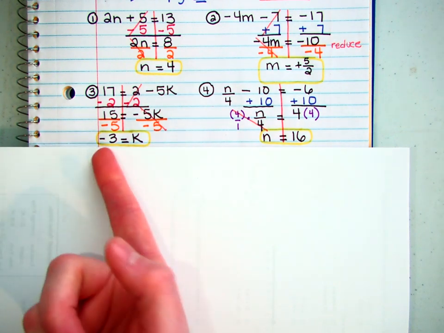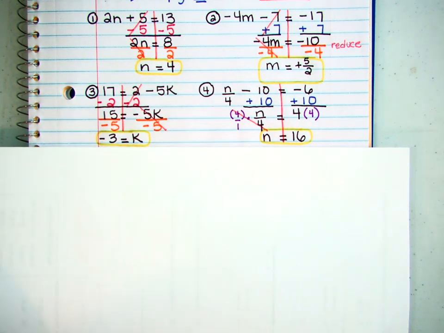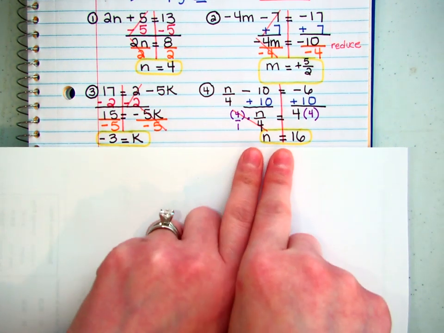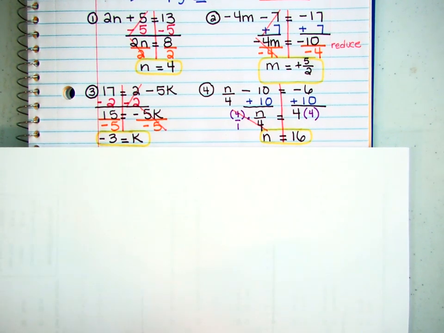Now I could flip this around and say negative 3 equals k. It's not going to make a difference. It only makes a difference when we're working with inequalities. Alright, number 4. Totally different over here.